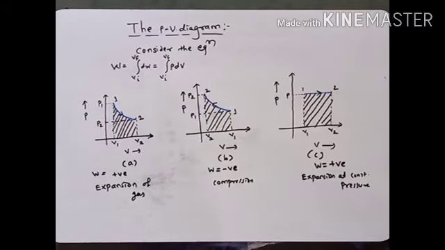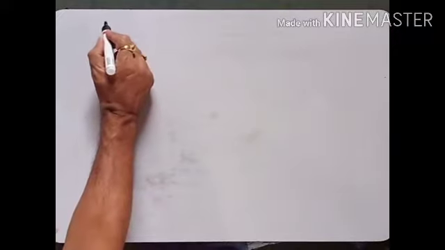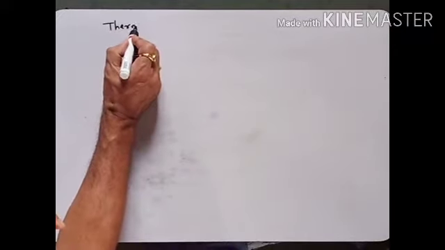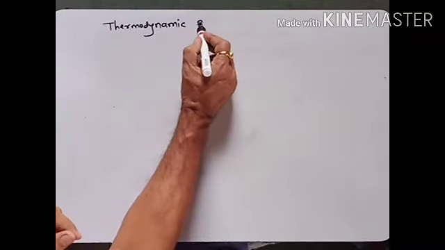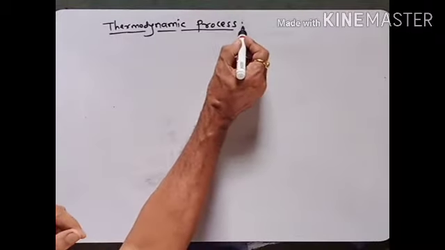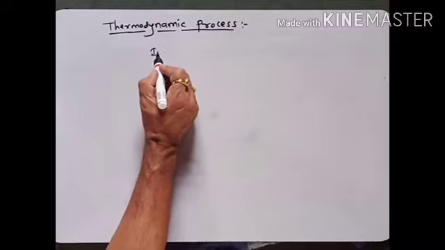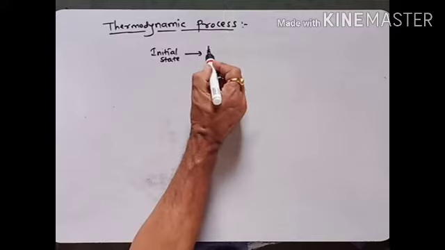Now we will consider the next article, thermodynamic process. A thermodynamic process is a process by which the initial state of the system changes to the final state. Means initial state to final state.